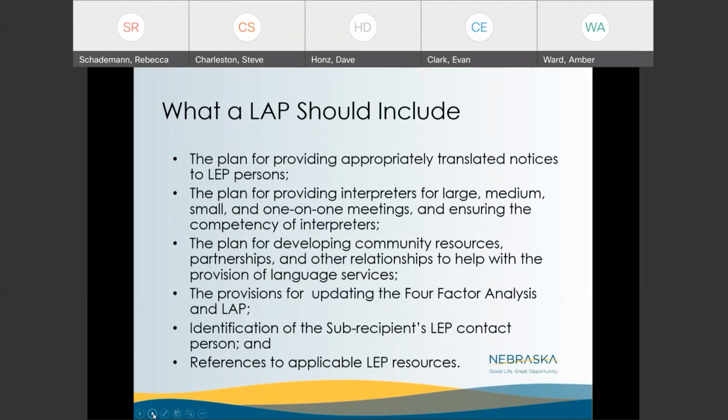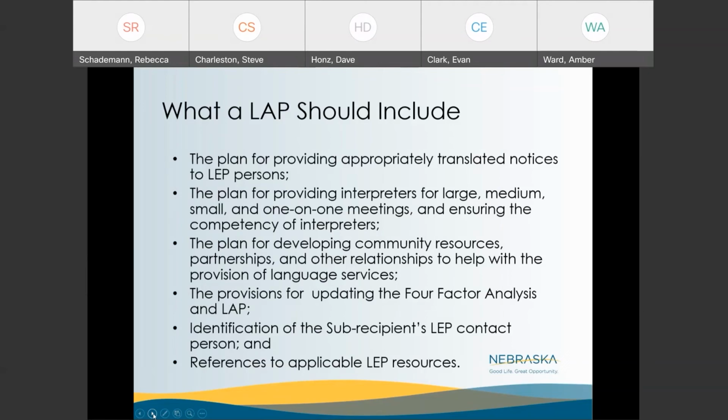So the plan for providing appropriately translated notices to LEP persons, the plan for providing interpreters for large, medium, small, and one-on-one meetings, and ensuring the competency of interpreters. Oftentimes you can do a contract for services on this, or you may have staff members employed by the local unit of government who can provide translation, like a police officer.